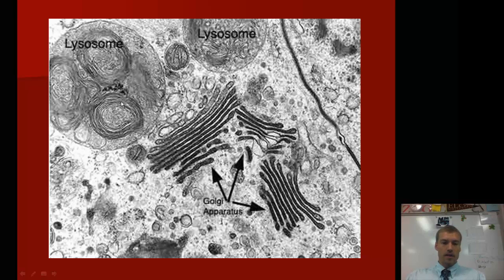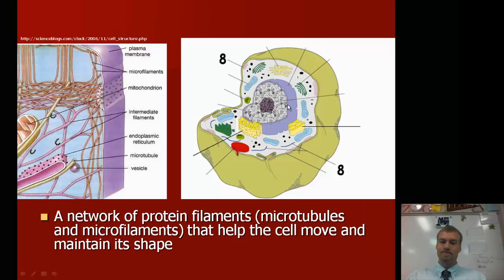And this is kind of what the lysosomes look like there. Again, these are the membrane-bound organelles, so you can see that they have a membrane around the outside. Same thing with the Golgi apparatus. So this is what we're talking about. Prokaryotes do not have these because they have the membranes around them.